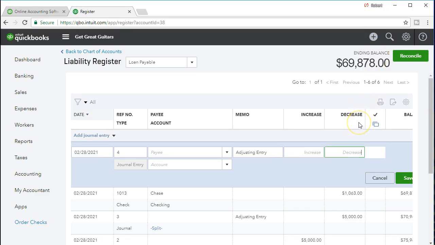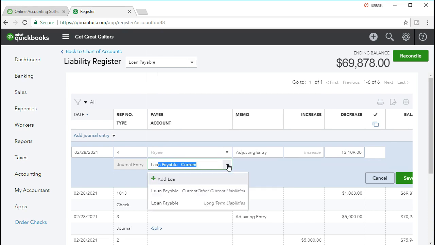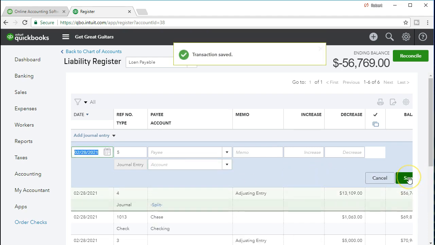So we're going to decrease it by $13,109, and then the other side is going to go to the loan payable, current portion. We could select the drop down to find it, and/or type in loan payable, and then we want the current portion, and it should say up here in the account type that it's the current liability. So current liability, and that's going to be it. We're going to save that.